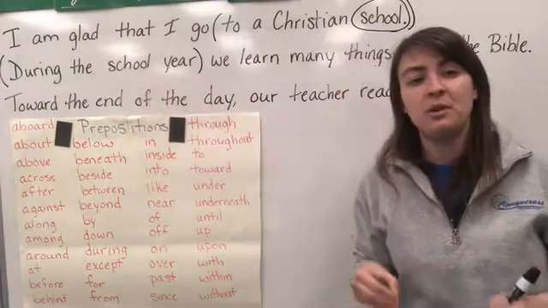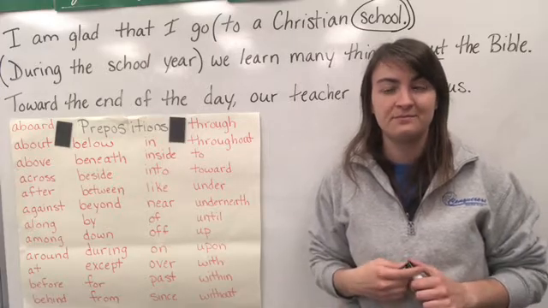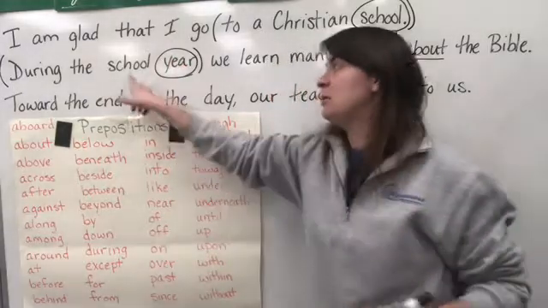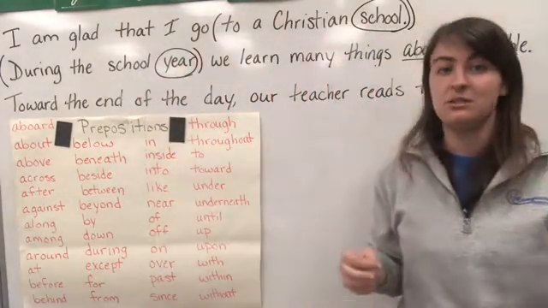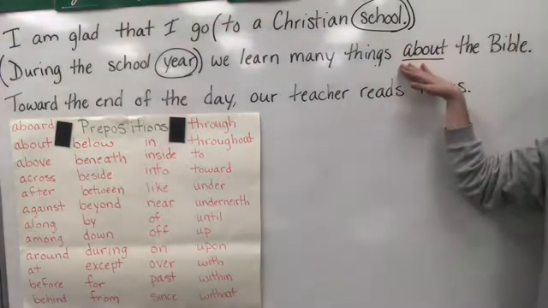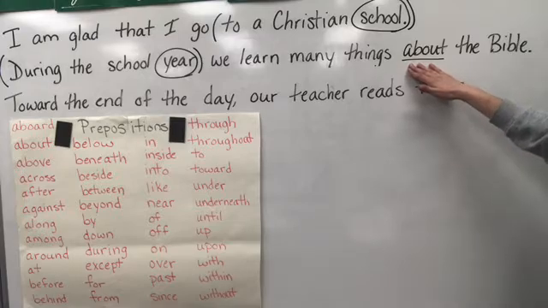So what word do I want to circle as the object of my preposition? That's right, the word year. Now remember, I don't want to circle school because it's being used as an adjective to describe the year. What kind of year? Now let's look at this word about and test it as well to see if it is a preposition with a prepositional phrase.